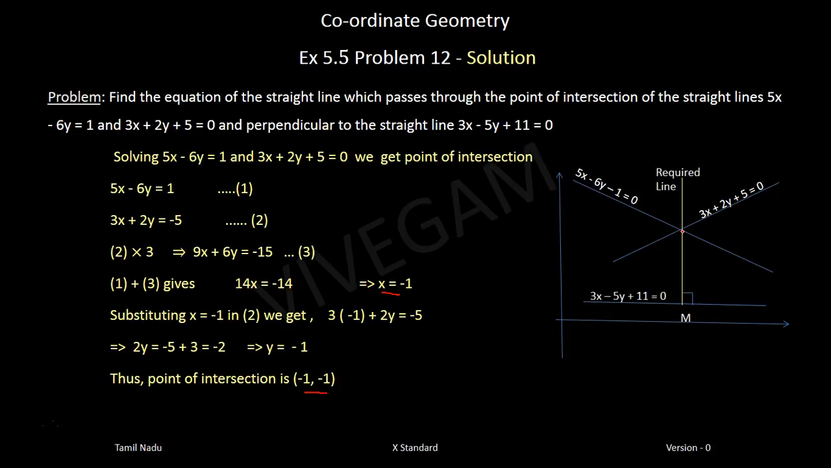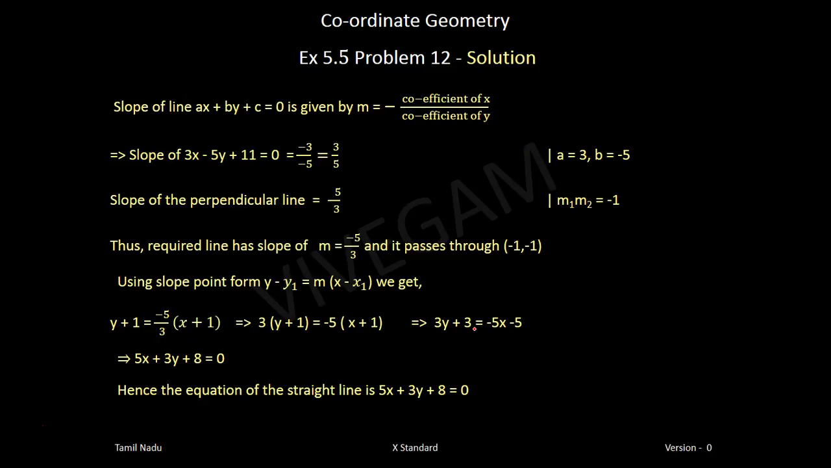Okay, so half the problem is done. So we know one point on the required line. So next we have to calculate the slope of this line, and from the slope we will have to calculate the slope of the perpendicular line.